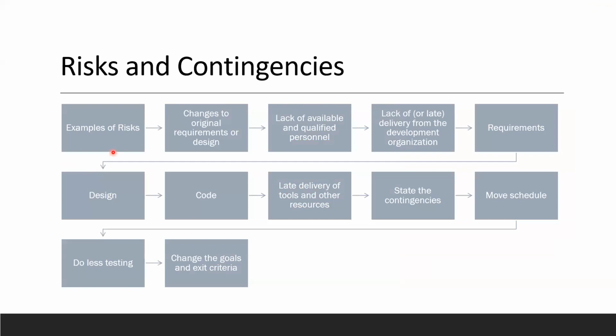Risk and contingencies, we talked about this again. So here are some examples of risks. Changes to the original requirements of design. This is very big, something that could really deteriorate or change the course of our release, can push the release out, can cancel the release. These are very dangerous things if they happen very late in the game. So in an agile scrum team, if this happens at the last week of testing of development, this becomes a problem.